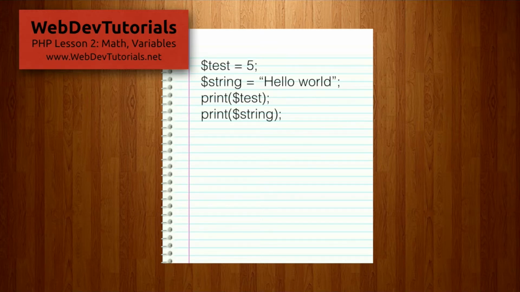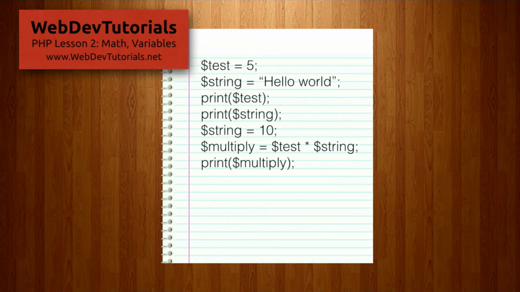If you want to change the contents of the variable, just use the equal sign again. String is now equal to 10. I'm going to create a third variable called multiply. I'll set multiply to the product of test and string. And since 5 times 10 is 50, if we print multiply, we'll see 50.